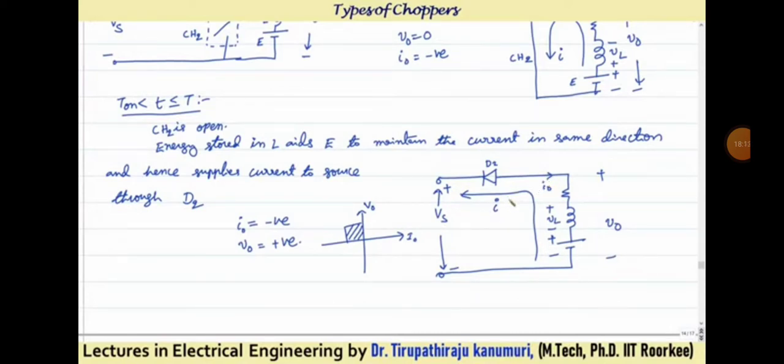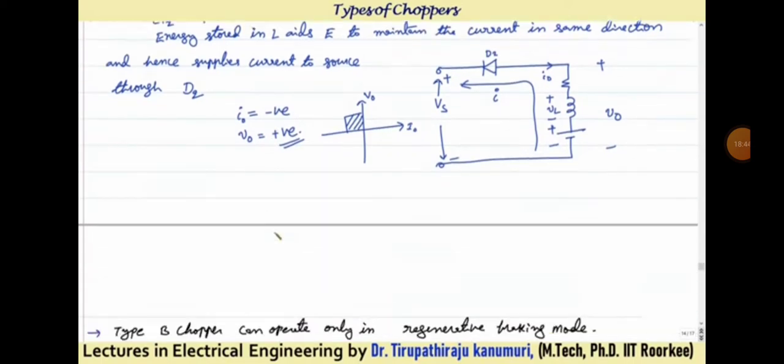Now coming to the voltage, you can see this entire set is now connected across your supply. So the voltage V0 will be equal to your supply voltage, or we can tell that V0 is more than the supply voltage. That's why it is pumping back. Otherwise we can tell that V0 is positive. Here V0 is positive. The same statement is mentioned here: when CH2 is open, the energy stored in L aids E to maintain the current in the same direction, and hence supplies the current back to the source through the diode D2.